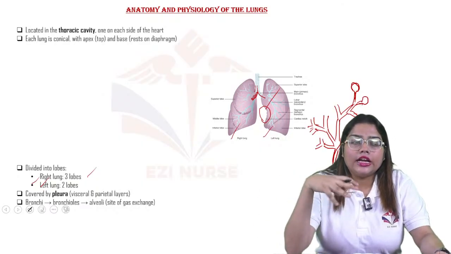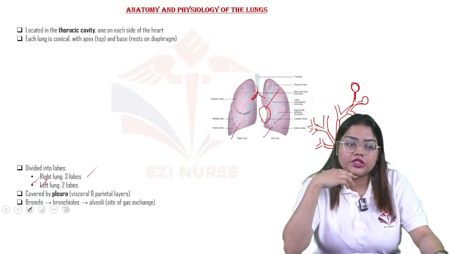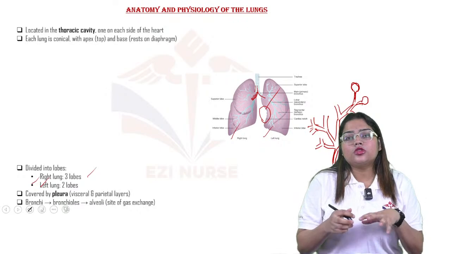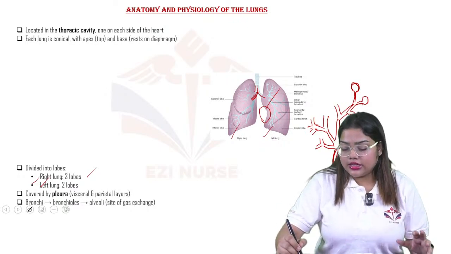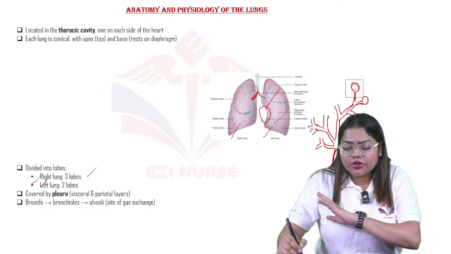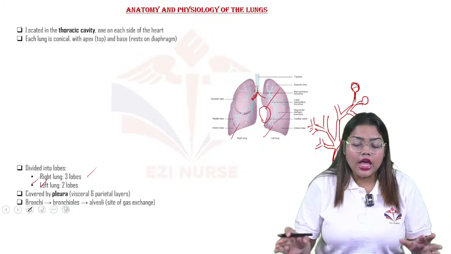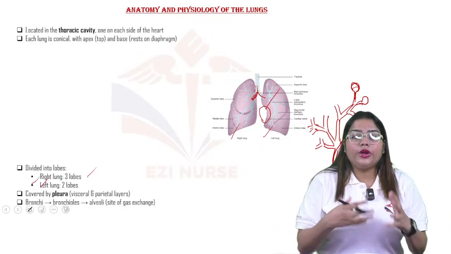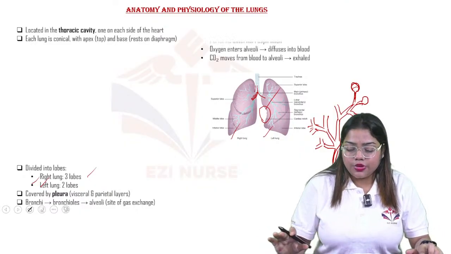Why does a COPD patient, or chronic obstructive pulmonary disease patient, or a TB patient, tuberculosis patient, feel so much difficulty while breathing? Because in those cases the alveoli are filled with mucus, and because of that it becomes very difficult to breathe in and breathe out. So this is about the anatomy of the lungs.